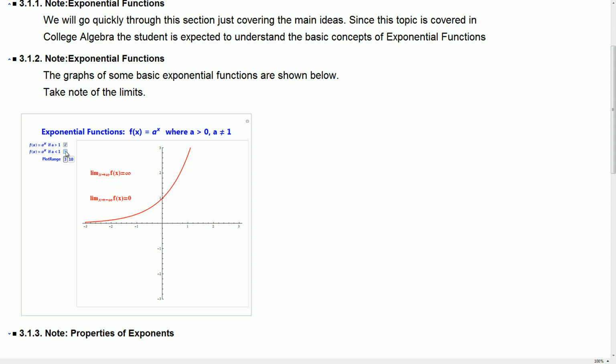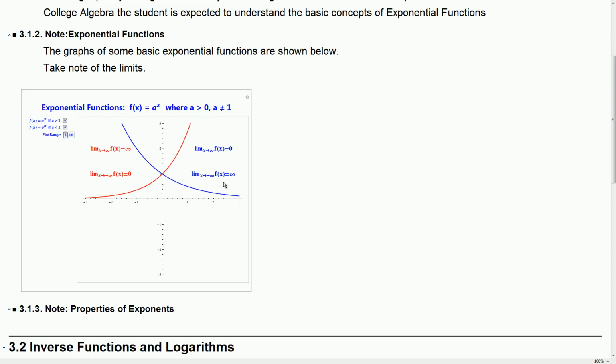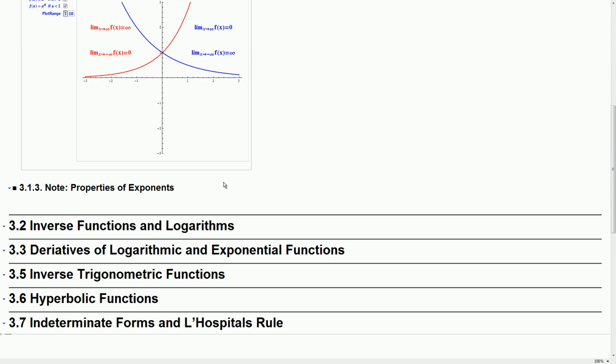If a is less than 1, but still bigger than 0, then your graph basically flips over. As x goes to negative infinity, your function approaches positive infinity. That's this. And as x approaches infinity, your function goes asymptotically towards 0. So that's the basic graphs of a to the x. We've seen that before.